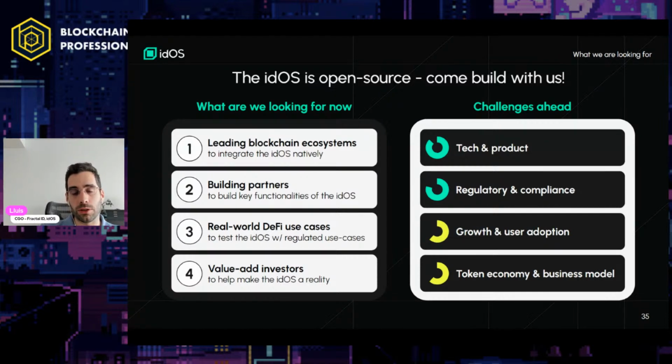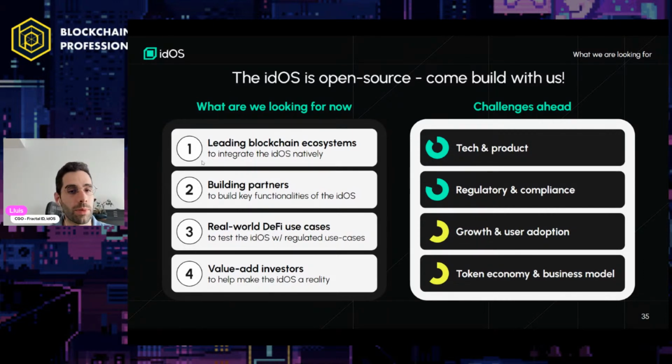The idOS is open source. It's very important that everyone leverages this as a Web3 ecosystem, which is what it is, which means that we are very transparent about the challenges that we see ahead. It's very hard to build what we're building, but we have a very clear idea, and we have brilliant people working from different companies on this. We're looking for more leading blockchain ecosystems to integrate and make this system available to everyone in Web3.